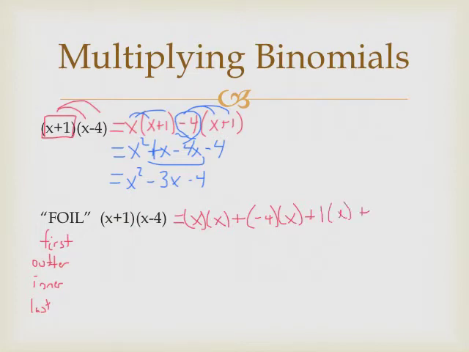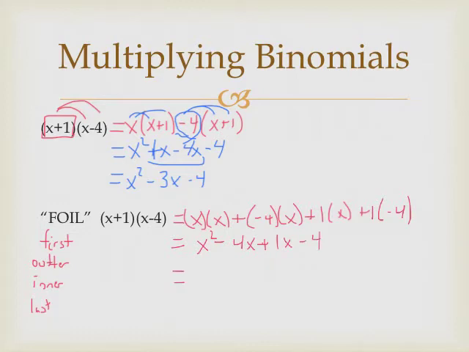And then lastly, I'm multiplying the last terms, which are the terms that show up last in the binomial, which are 1 and -4. And then these are the things I multiply together. X times x is x squared. This is going to be plus 4x. I'm sorry. This is a -4. So it is minus 4x plus 1x minus 4.